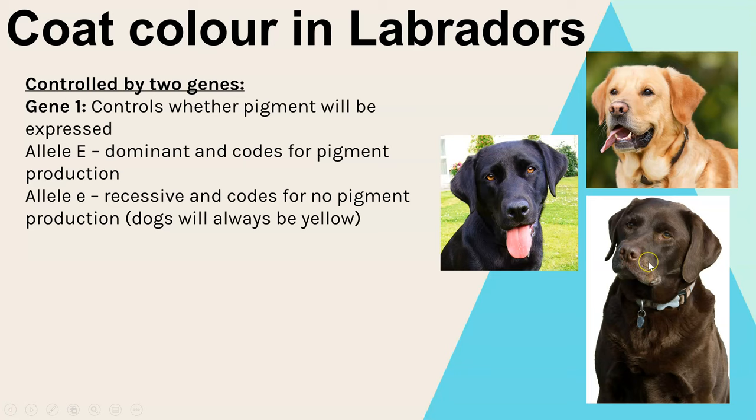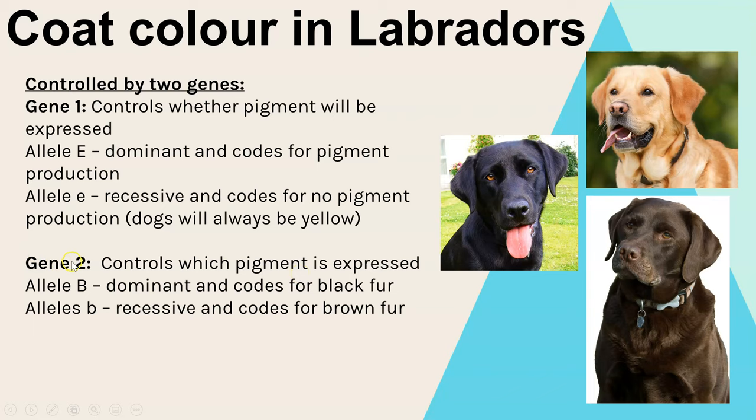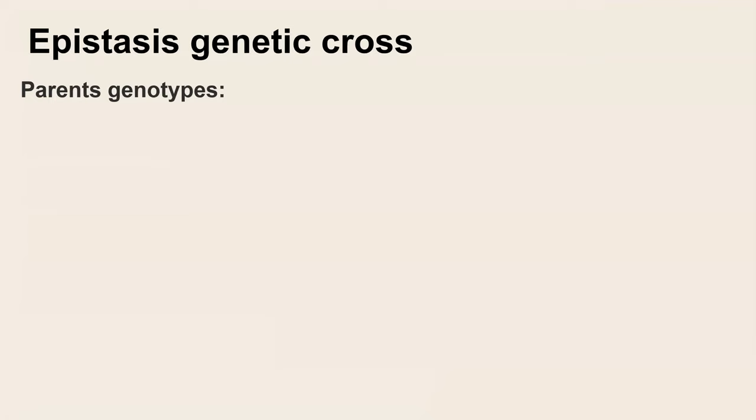And this is down to gene 2. Gene 2 controls which pigment is expressed to give them that colour. The dominant allele, which we're going to represent with the letter B, codes for black fur, and the recessive allele, a lowercase b, codes for brown fur. So we're going to have a look at a genetic cross to see the inheritance of these two particular genes, the different alleles, and therefore what phenotypes you'd get in the offspring.